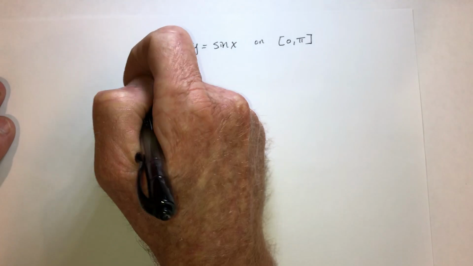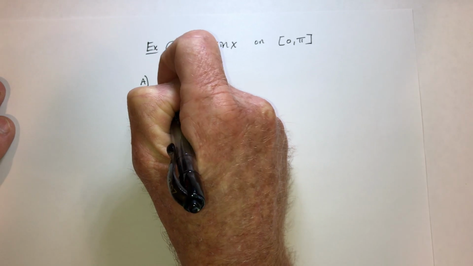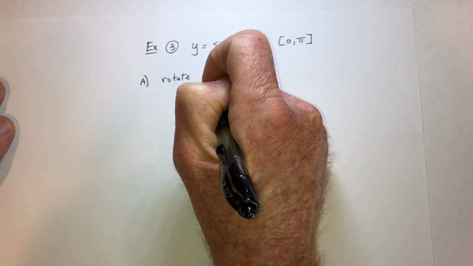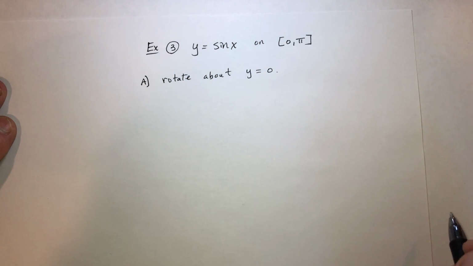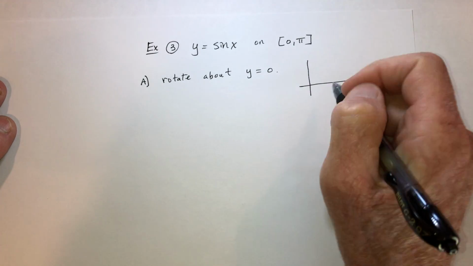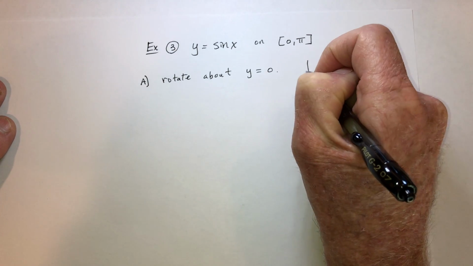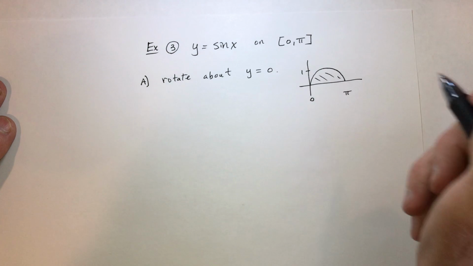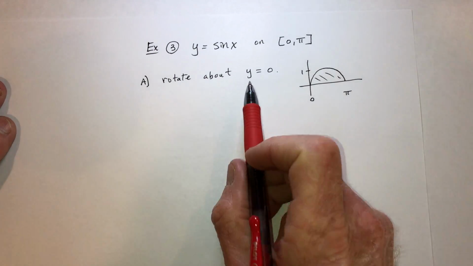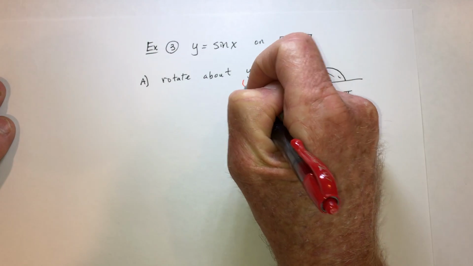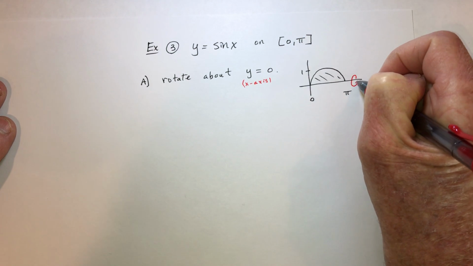And then we're going to do 3 parts. So take that region and then rotate about the line y equals 0. So looking at sine from 0 to pi, it looks like this. It goes up to a height of 1. So this is the region that we're talking about. And then this right here, y equals 0, that means the x-axis. So rotate this about the x-axis.